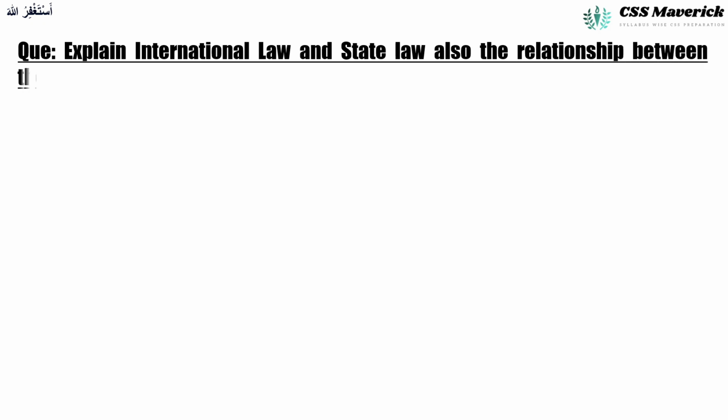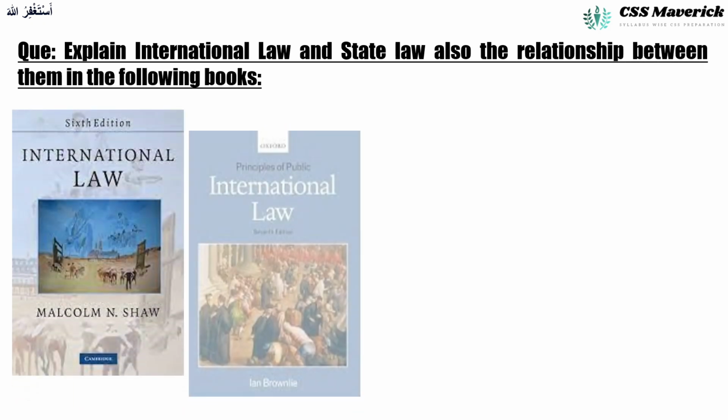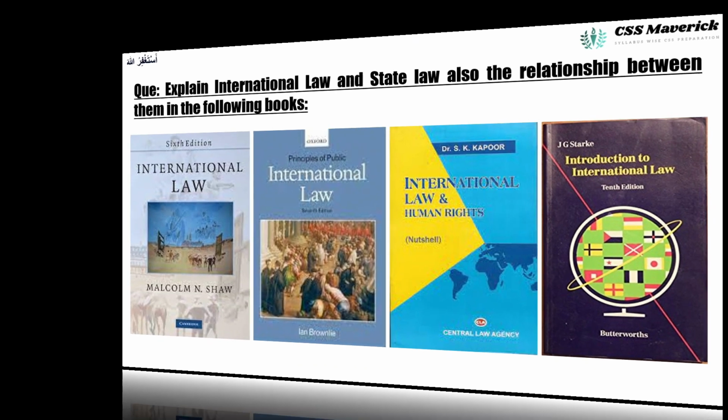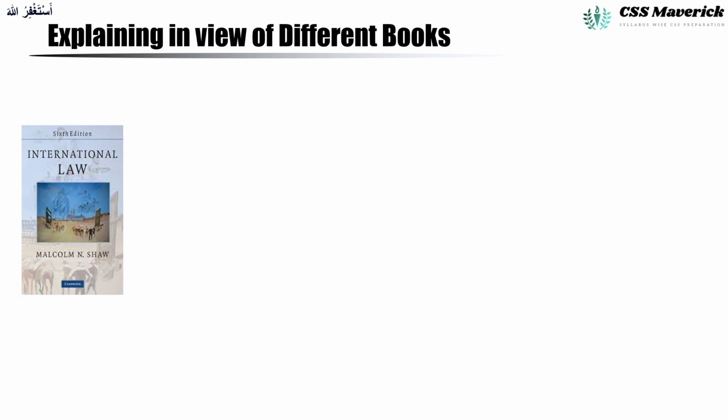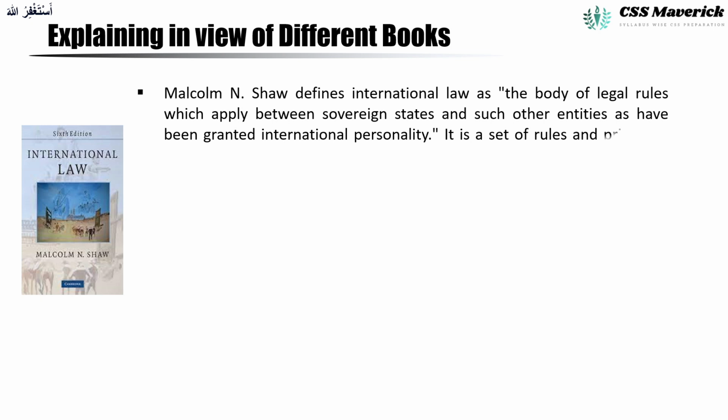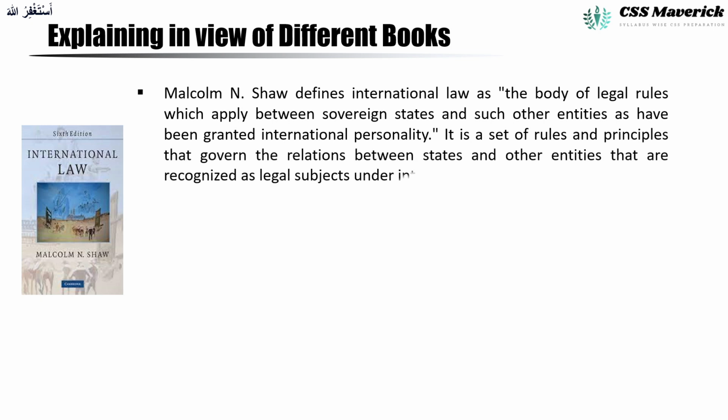Now, next is the explanation of international law and state law, and also the relationship between them, in the following books. First of all, international law: Malcolm Shaw defines international law as the body of legal rules which apply between sovereign states and such other entities as have been granted international personality. It is a set of rules and principles that govern the relations between states and other entities. They are recognized as legal subjects under international law.